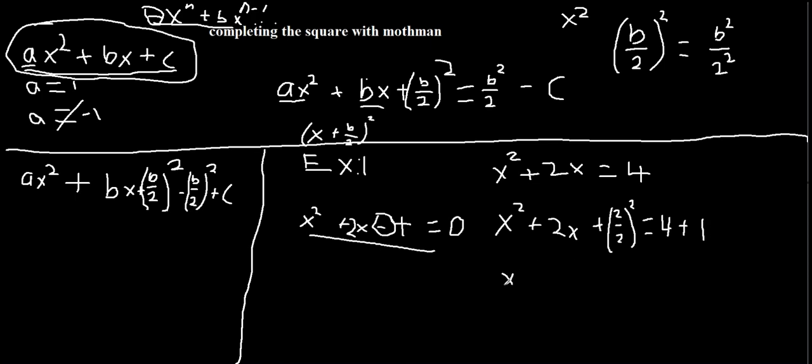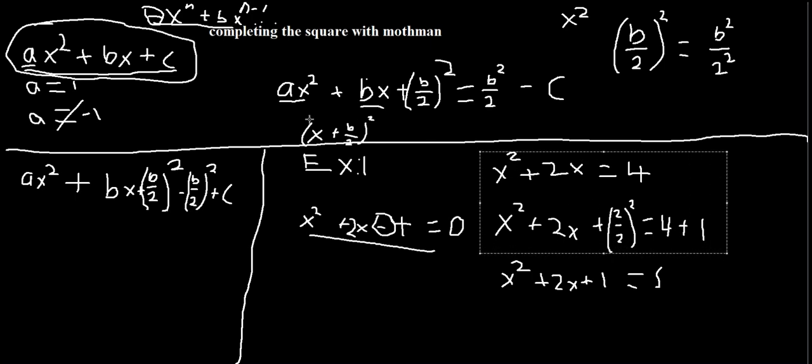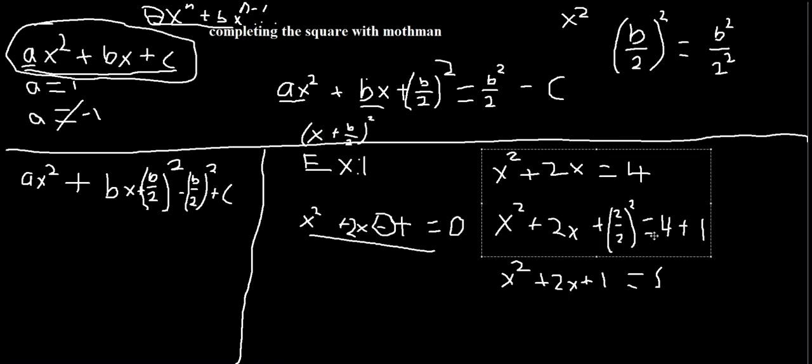So then we have x squared plus 2x plus 1 equals 5. And the beauty of this right here is that you can simplify this very quickly and very easily, and it makes your life so much easier. So I'm going to delete this. Go ahead and take a picture, I guess. I don't know. That's what my professor always says.